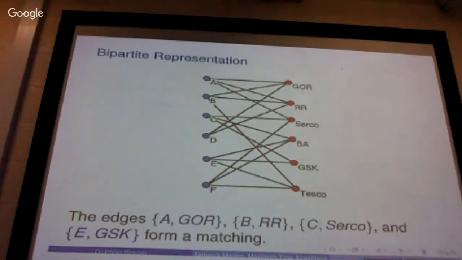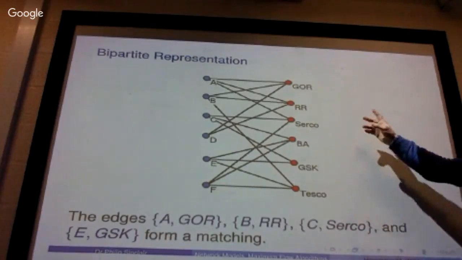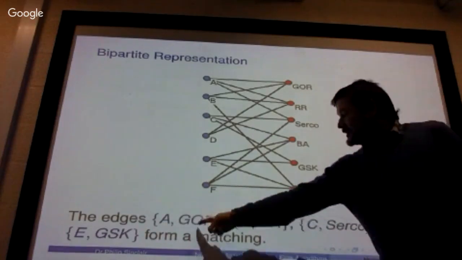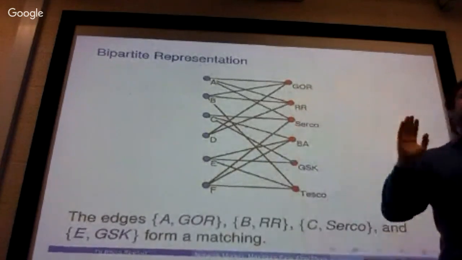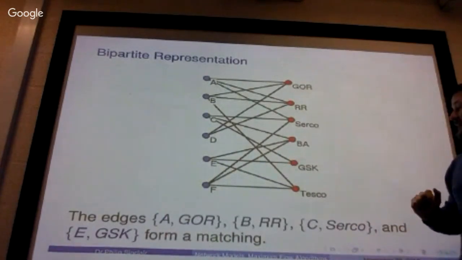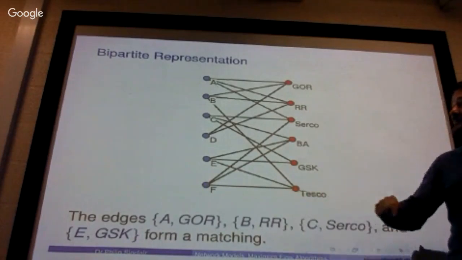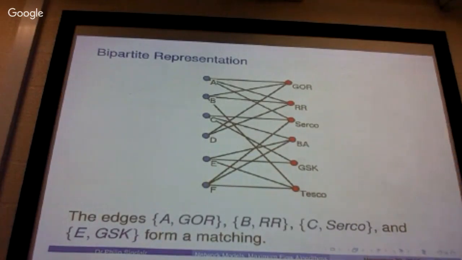Okay, so for example, when you pick these 4 edges, that satisfies the condition because every student only has one company. Some of them don't have anything, but that's okay. It's a matching. And every company only appears once or not at all, which is also okay. So that's called a matching. What's the actual question? We are trying to find a matching which is the largest possible. So we're trying to match as many students and companies as possible.